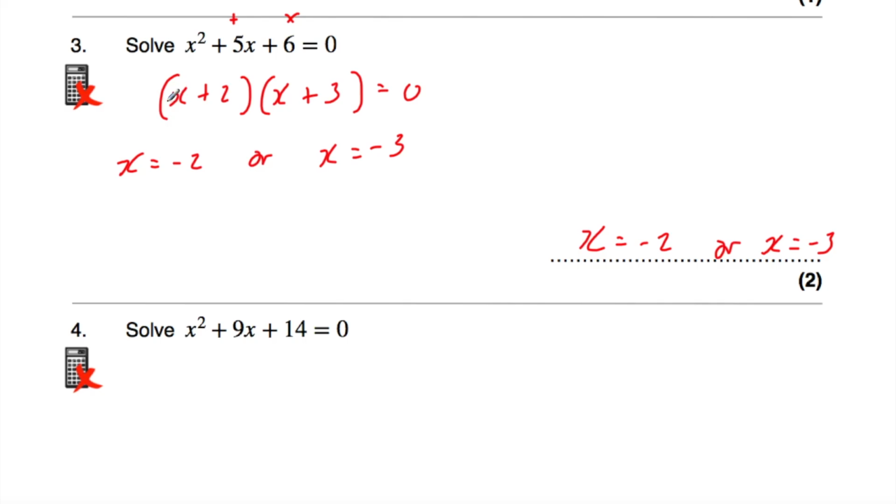And we can check them. Negative 2 plus 2 is 0, and then 0 times something is equal to 0. And if x was equal to negative 3, you would have negative 3 plus 3, that's equal to 0, and 0 times something is equal to 0.